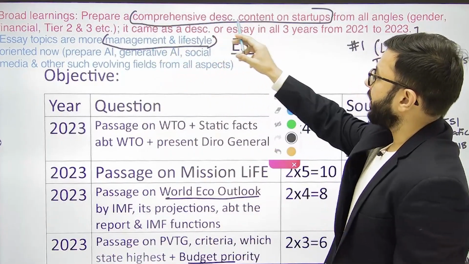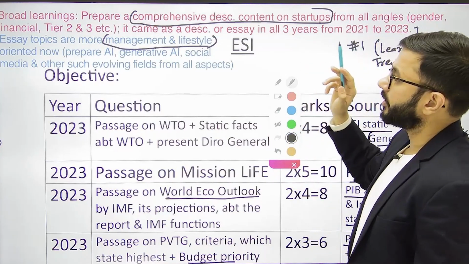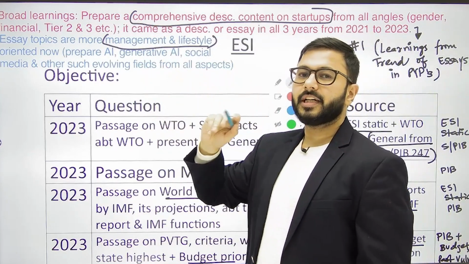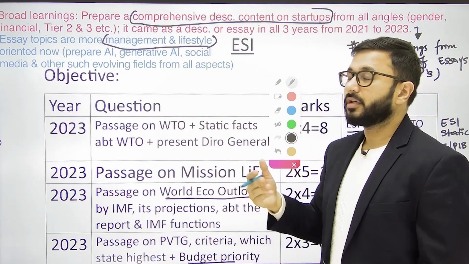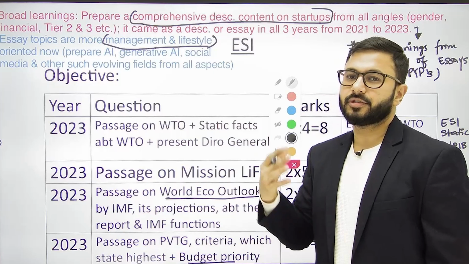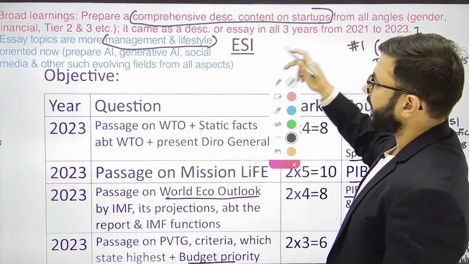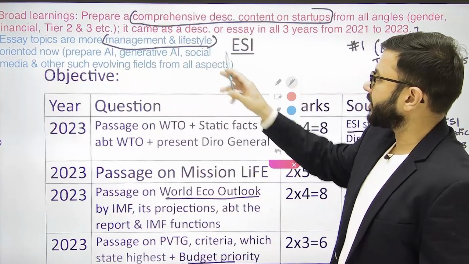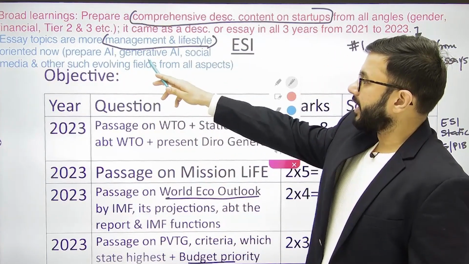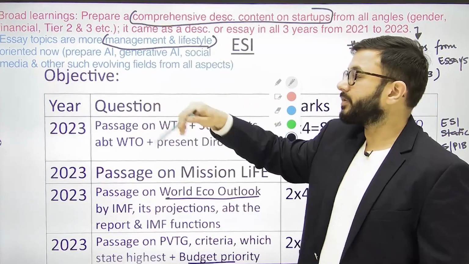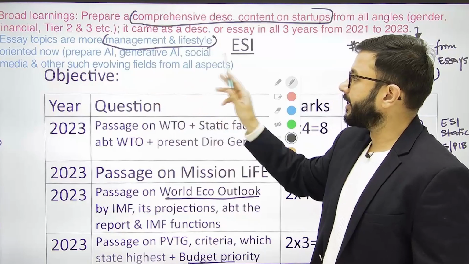Broad learnings: prepare a comprehensive descriptive content on startups from all angles, gender, financial, tier 2, tier 3, etc. So he identified probably that I need to work on an essay on startups because RBI is regularly asking questions from startups. Then essay topics are more management and lifestyle oriented, so I need to prepare that as well. Prepare AI. He's also given some examples to himself. AI, generative AI, social media, other such evolving fields from all aspects.